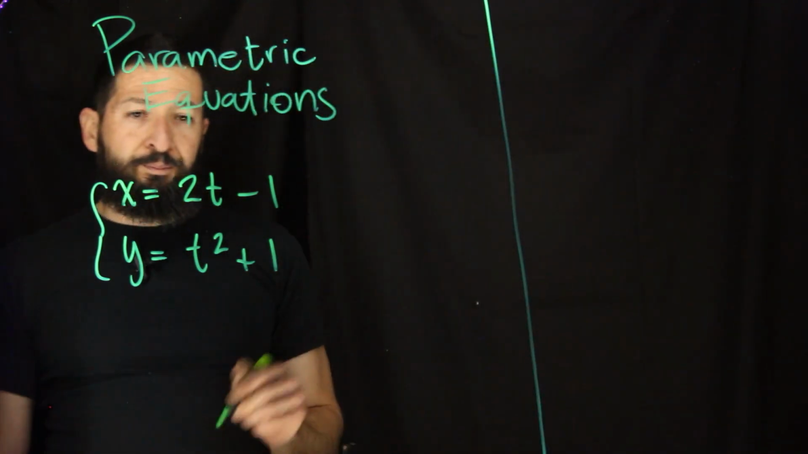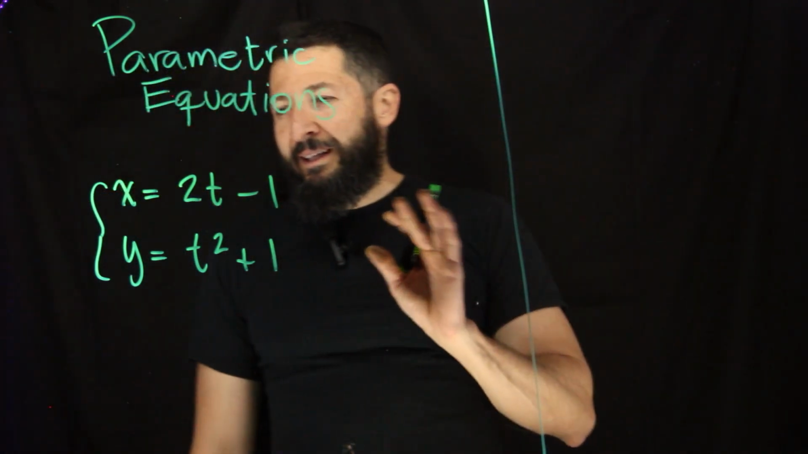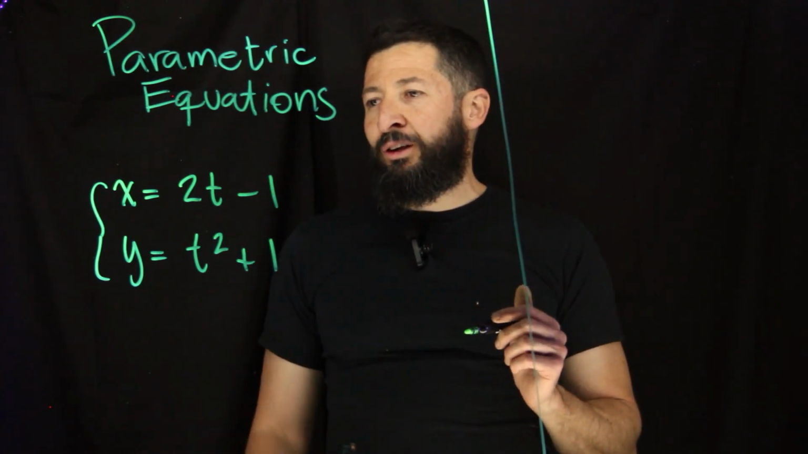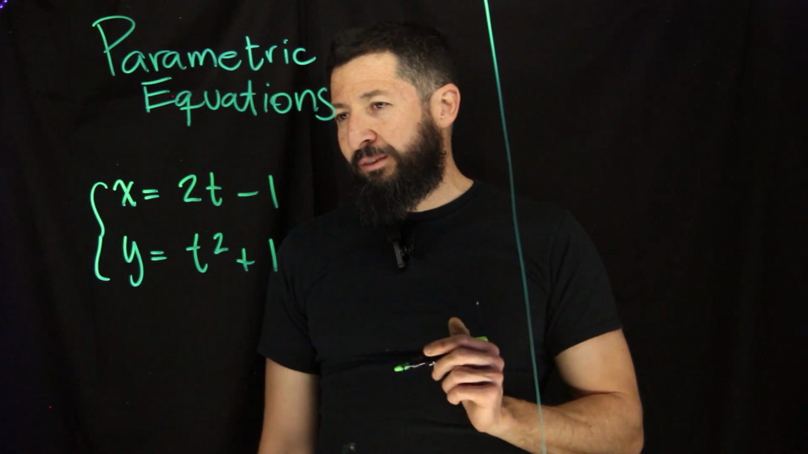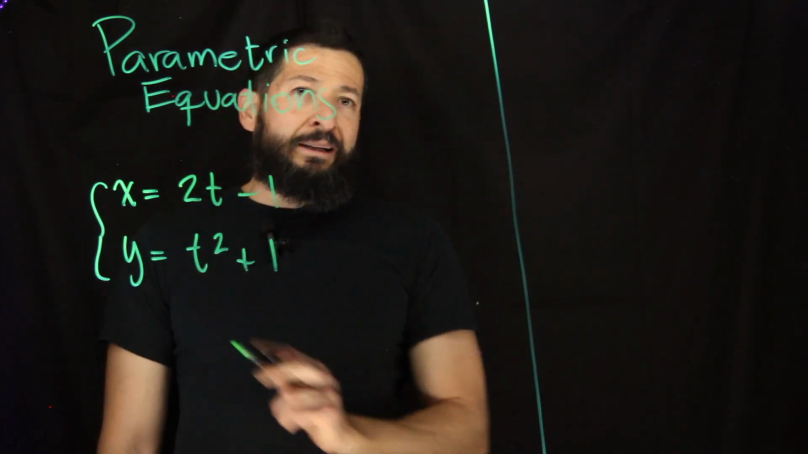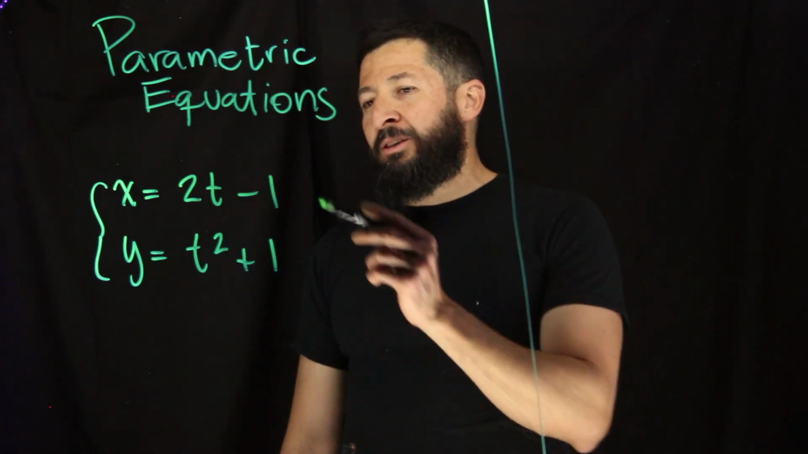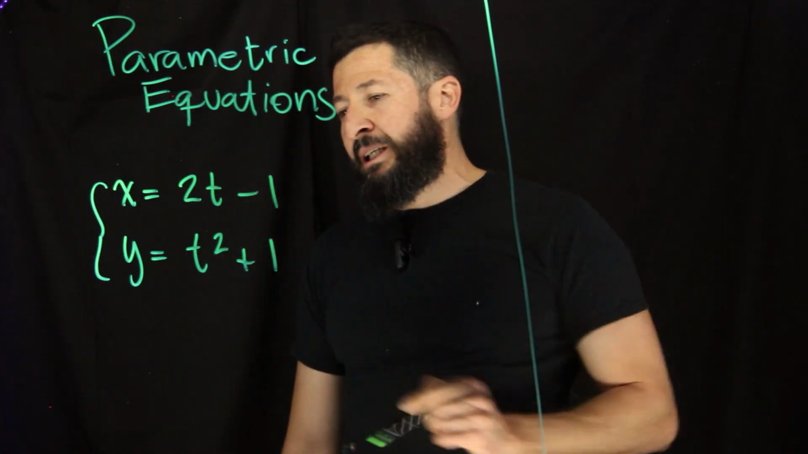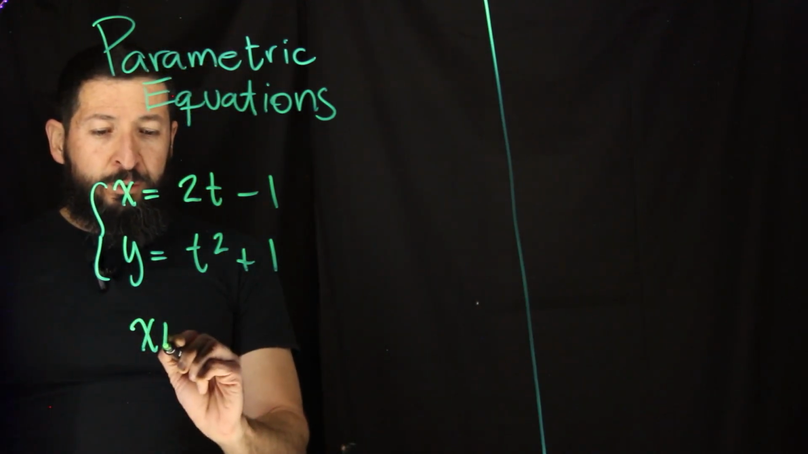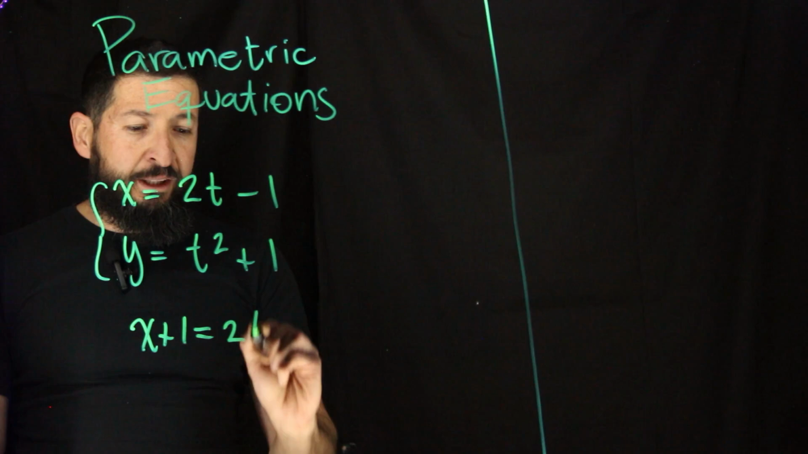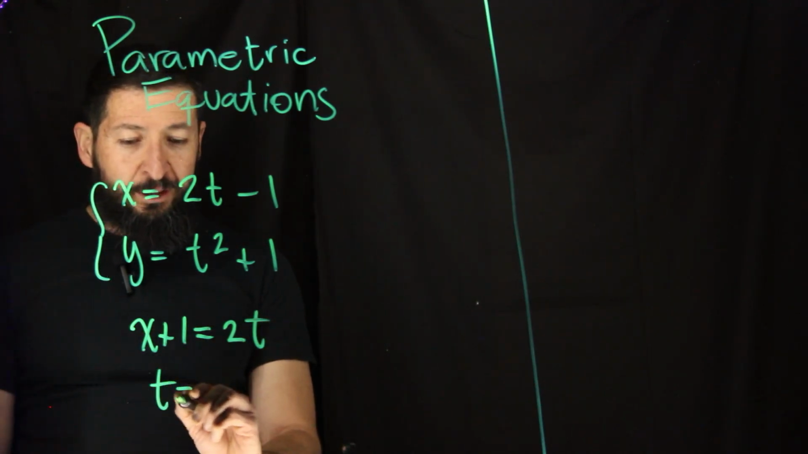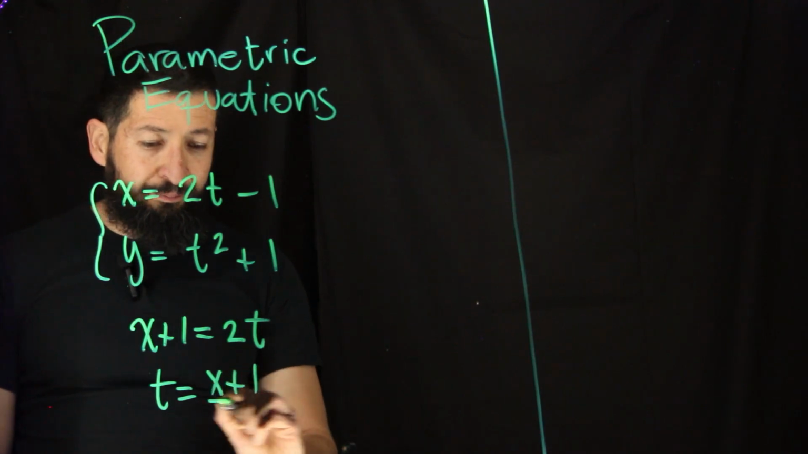So what do I do? Well, the easiest way is to look for which equation is the easier to solve for t in terms of the other variables. So look at this one. This is linear. This is quadratic. I really don't want to deal with that one. So I'm going to do the linear. I'm going to solve for t in this equation. So I'm going to add 1 on both sides. I'm going to have x plus 1 is going to be equal to 2t. I'm going to divide by 2 on both sides, and I get that t is going to be x plus 1 over 2.